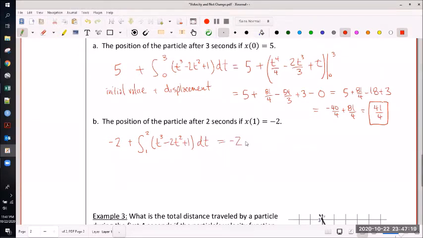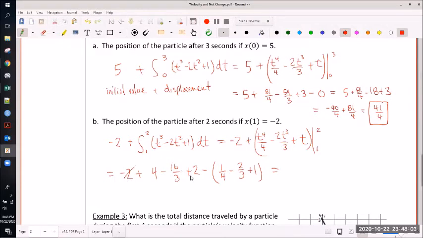Okay, so we have -2 plus the same antiderivative here, t to the 4th over 4 minus 2t cubed over 3 plus t. In this case, we're evaluating between 1 and 2. So this gives us -2 plus 2 to the 4th is 16. 16 divided by 4 is 4. This would be 16 over 3. So minus 16 over 3 plus 2, minus, we'll have 1/4 minus 2/3 plus 1.